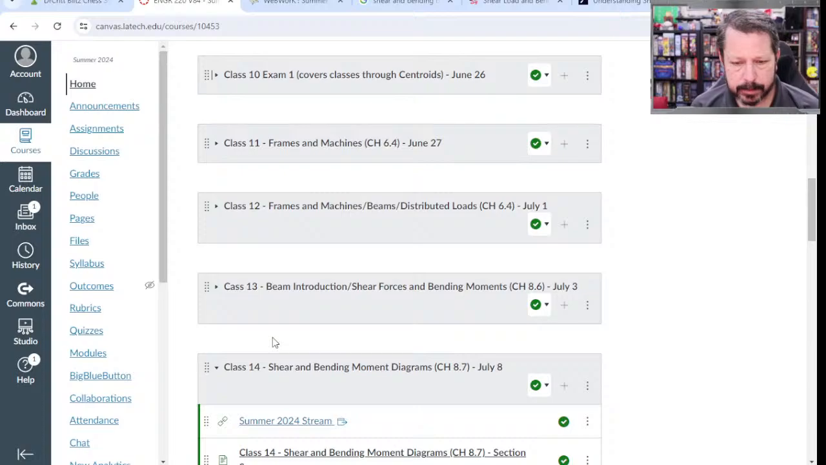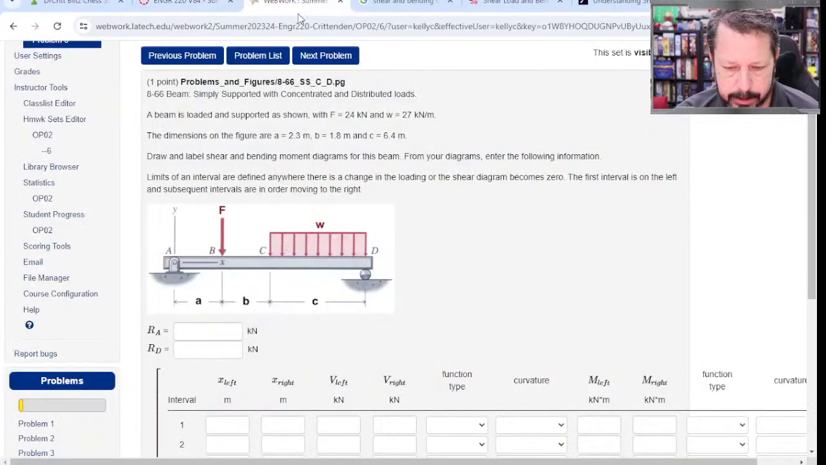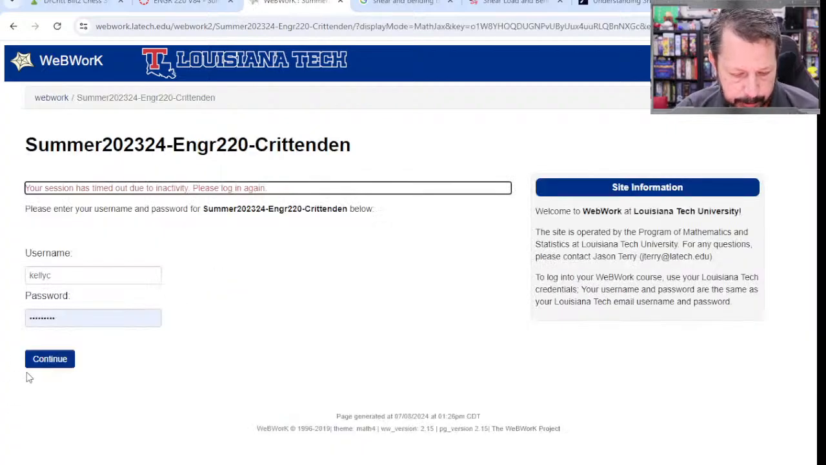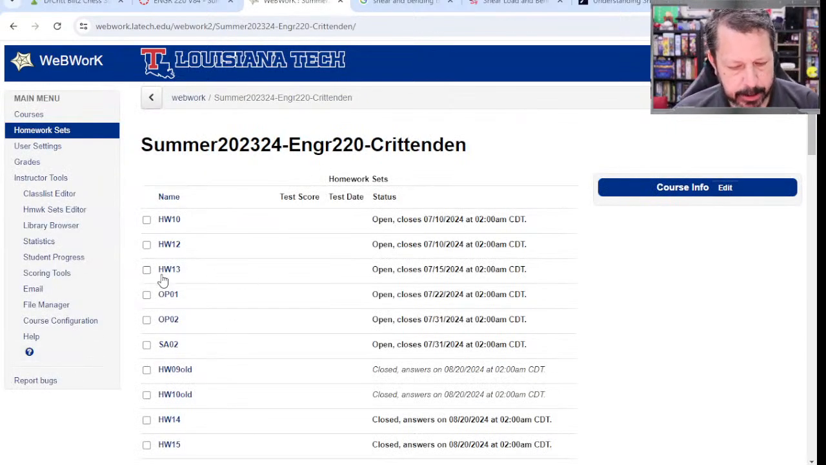All right, I've opened up some web work. You should see, let's see if we go to the homework sets. Well, I've already been logged out. You should see homework 13 is open now. 12 and 10 are still open. The optional and the special 2s are open if you want to work on those. No reason to do the optional 2 yet. I would use those to study for the exam. But the special 2, those are the ones that you can get some extra credit for.